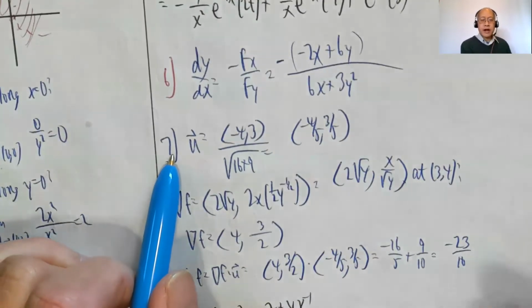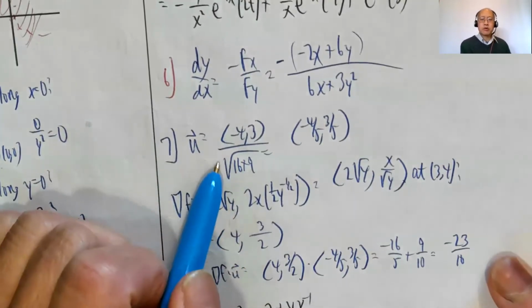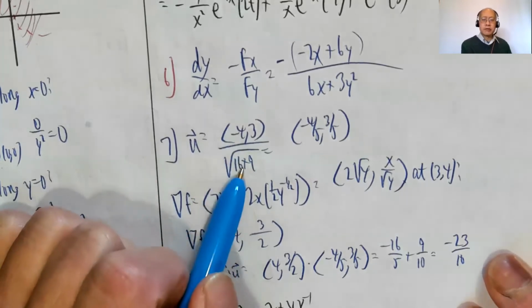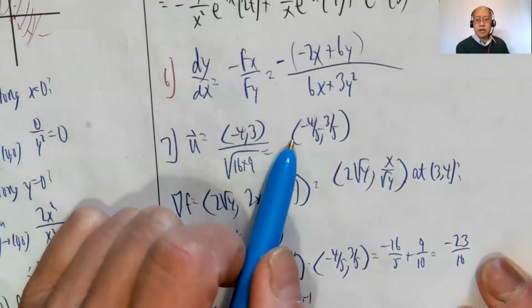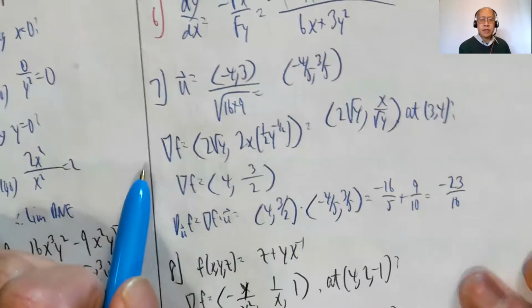Number seven, the unit vector is negative 4, 3 over the square root of negative 4 squared plus 3 squared, which is 5. So negative 4/5 comma 3/5.